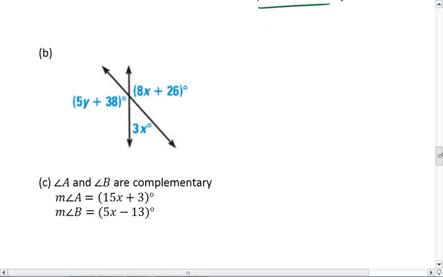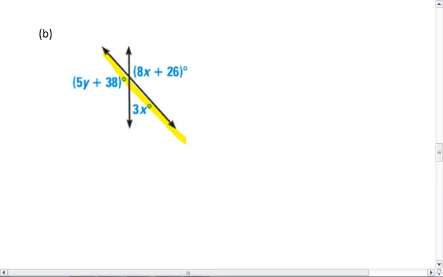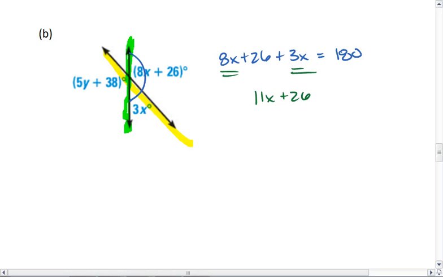All right, let's look at this next one. In this one, we have two linear pairs. Let's focus on the right linear pair first. Again, we're going to take the measure of each angle and add these together to equal 180. We can combine like terms. We get 11x plus 26 equals 180.